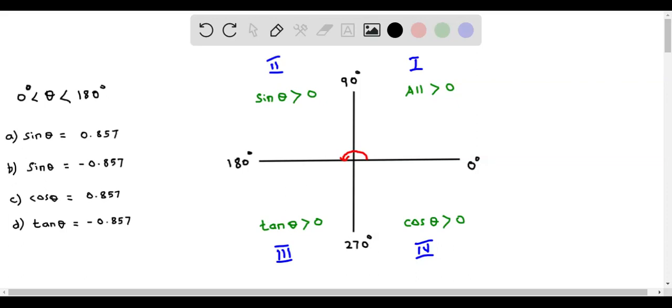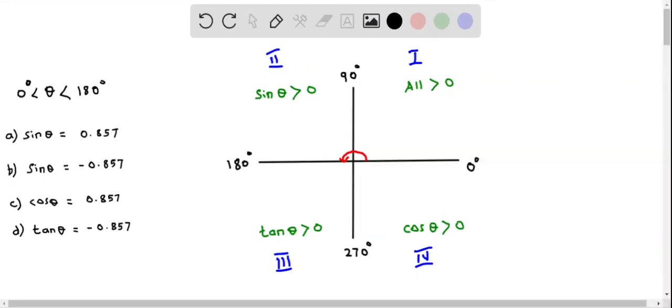We now determine the number of solutions for the given equations, given that theta lies between 0 and 180 degrees. For this, I'm going to use this quadrant diagram. So let's understand this quadrant diagram. Here we have four quadrants: quadrant 1, quadrant 2, quadrant 3, and quadrant 4.